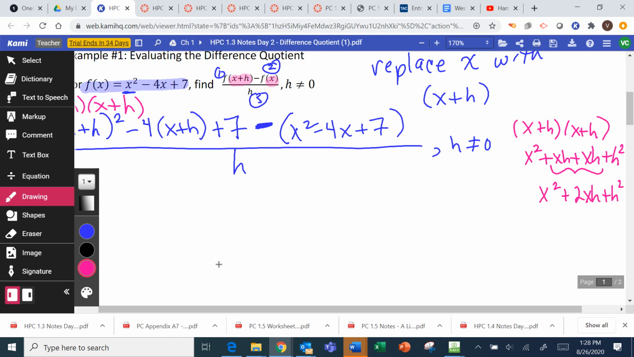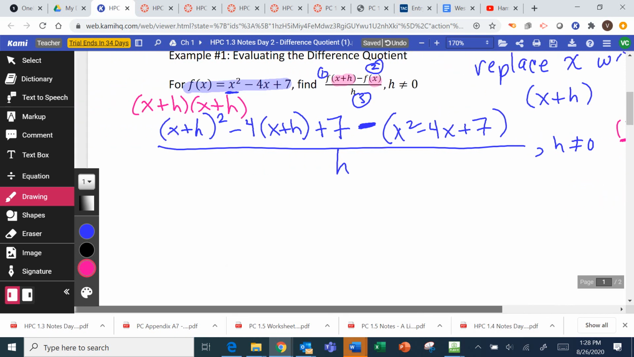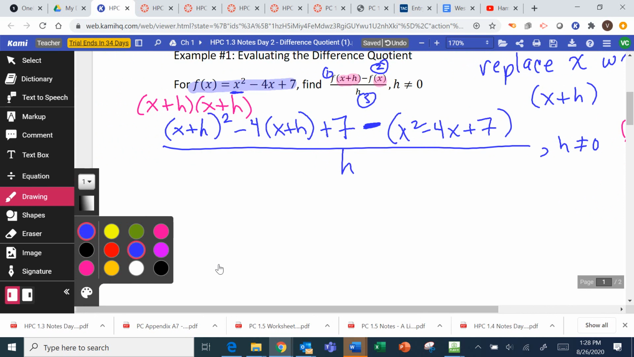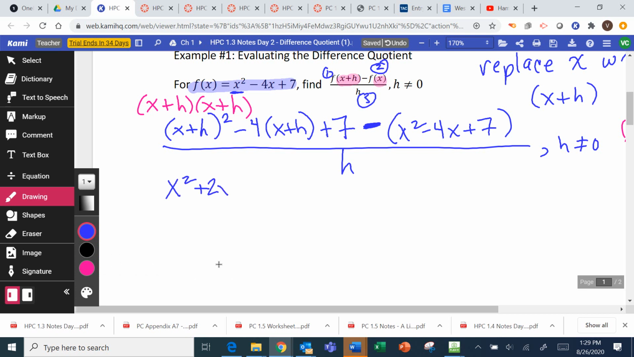So when you square a binomial, the trick is that you square the first term, you square the last term, and then you take 2 times the 2 terms multiplied together for the middle. It's just double the 2 terms multiplied together. If you know that shortcut, it saves you some time, and I will always use that shortcut. Okay, then I need to subtract, and we've got 4x minus 4h plus 7.